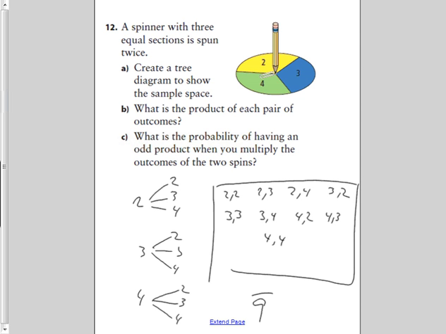And what is the probability of having an odd product when you multiply the two spins? Sorry, first one is what is the product of each outcome? If I was to multiply these, the product of 2 and 2 is 4. 2 times 3, the product is 6. The product of 2 and 4 is 8. The product of 3 and 2 is 6, 9, 12, 8, 12, and 16. What is the probability of having an odd product? Of all of these, this one here, 9, is the only odd product. So for this question, it's 1 chance out of 9, which is approximately 11.1% when you spin it twice.